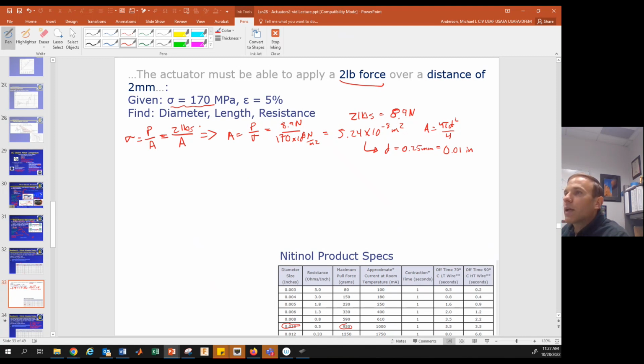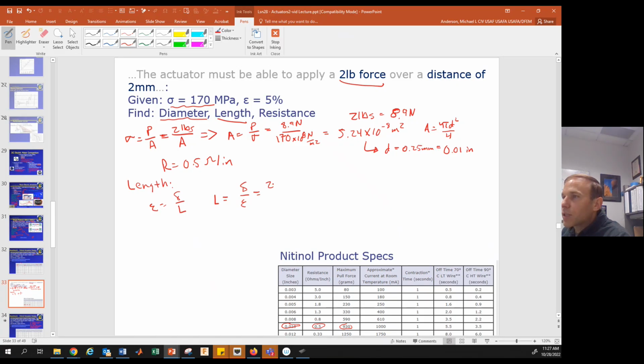So that tells us what diameter we need. And then the resistance for that would be 1/2 ohm per inch, so its resistance is 0.5 ohms per inch. Now we need to figure out the length. What length do we need? Remember, strain equals deformation over length, and we're given a strain of 5%. We want to solve for length, so we rearrange this so length equals deformation over strain.